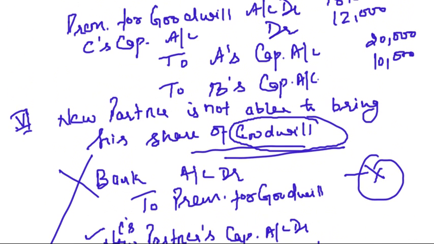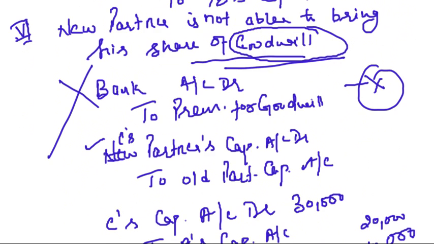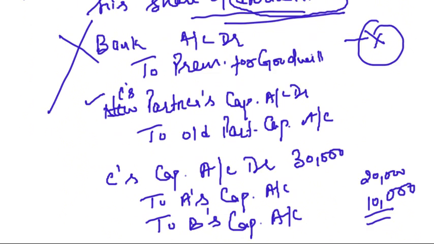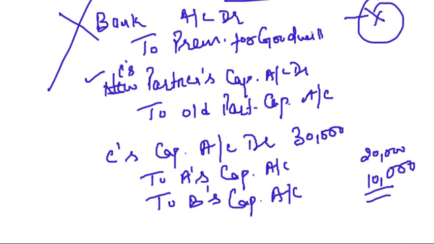So this is one case where the new partner is not able to bring his share of goodwill. He is bringing nothing. So we will straight away debit the new partner's capital account. He will stand as the debtor to the old partners because he has to compensate the old partners in any case. If he is not able to bring the amount at this moment, we will recover it afterwards. So we will debit the new partner's capital account and the old partners' capital accounts will be credited in sacrificing ratio.